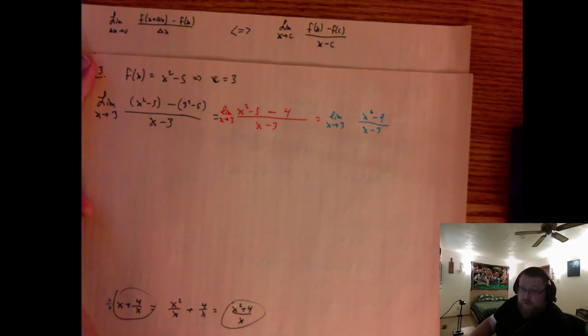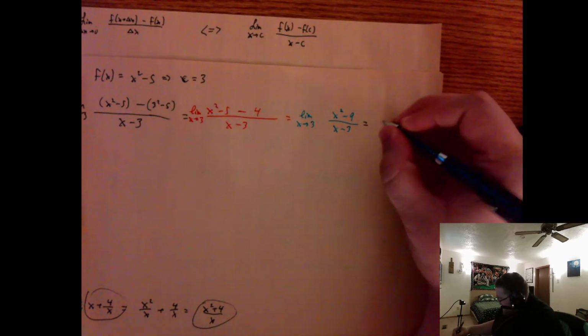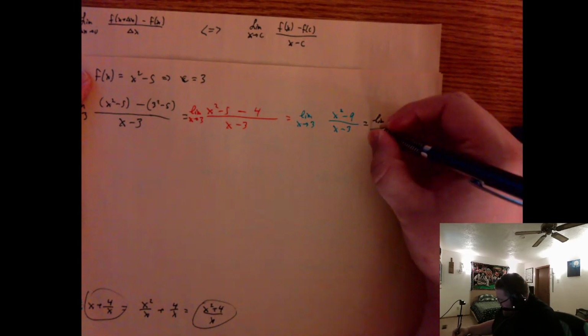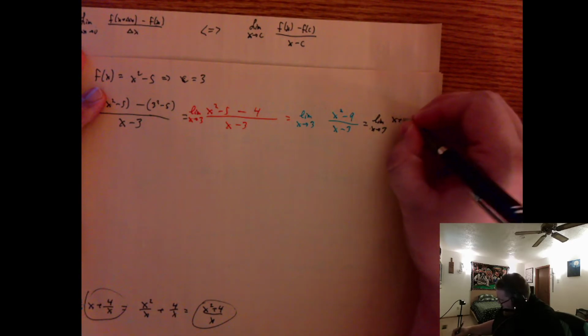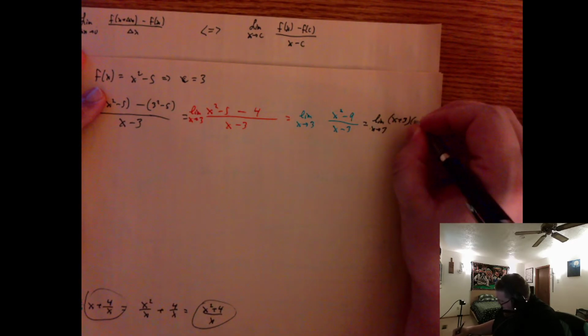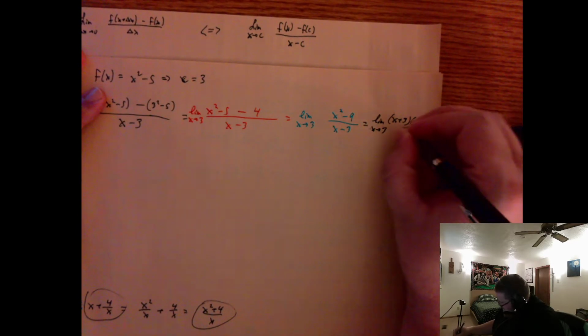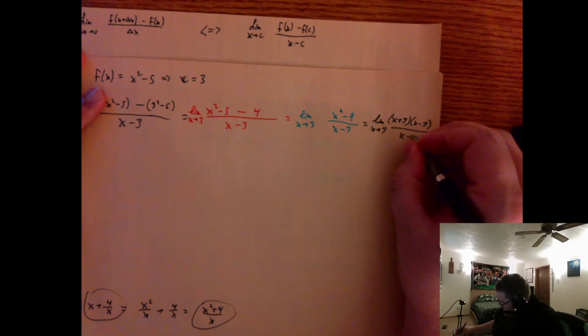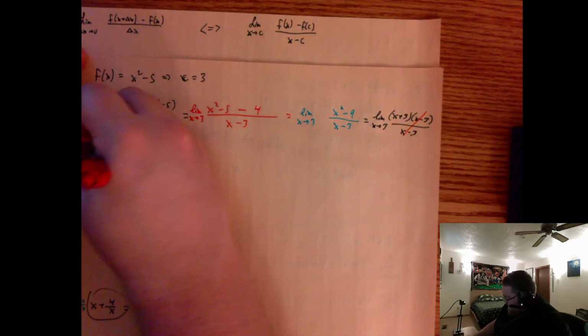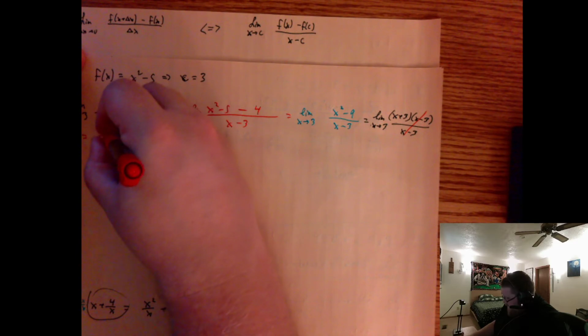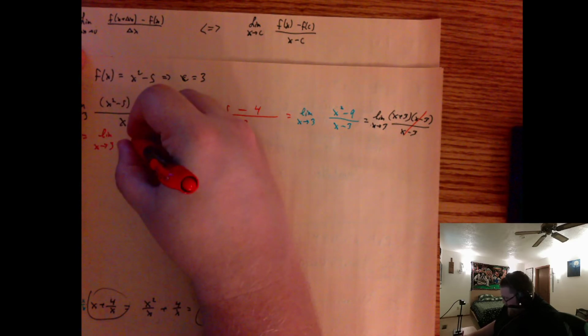But the difference is, if you're good at factoring, you can see what's going to happen at the top here. This becomes the limit as x approaches 3. We factor the top to become x plus 3 times x minus 3 all over x minus 3. We can then cancel the x minus 3 and x minus 3, leaving us with the limit as x approaches 3 of x plus 3.